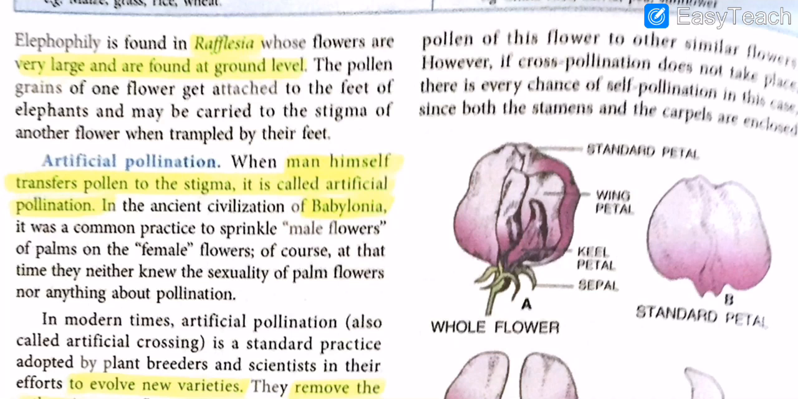Okay, now let's move on to artificial pollination. So when man himself transfers pollen to the stigma, it is called as artificial pollination. In the ancient civilization, it was a common practice to sprinkle male flowers of the palms on the female flowers, of course. At the time, they never knew about the sexuality of the palm flowers nor anything about pollination. So they actually used to take the pollen grains and transfer it to the stigma because they never knew about bisexual flowers, unisexual flowers, all of that. So this came into existence when people actually discovered it.